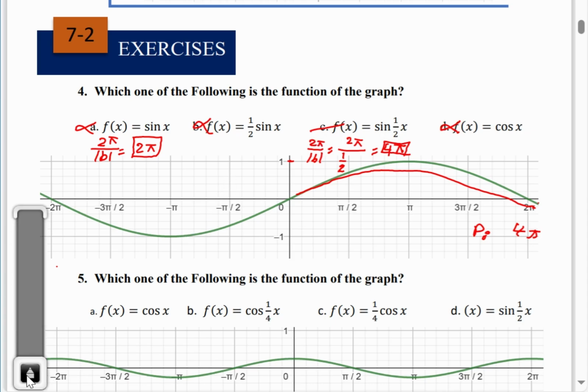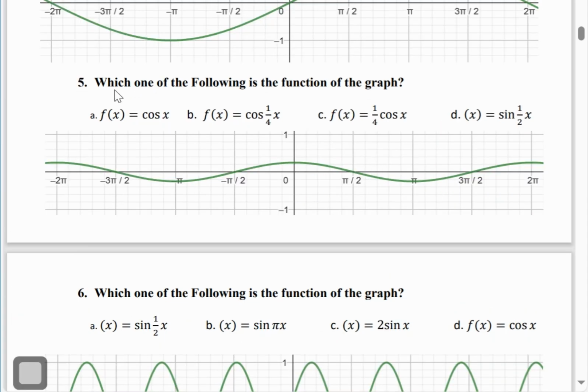Let's move on to the next exercise. Here, exercise number 5. Which one of the following is the function of the graph? First, we have to look at the amplitude. Our amplitude here, we have 0.5 here, and that one is 0.25. Our amplitude is 0.25. So it is the graph of cosine. So branch D, sine, is not true. And in here we have amplitude which is 1, so it is not true. This amplitude is also 1, so it is not true again. And here this amplitude is 1 over 4. 1 over 4 equals 0.25. So branch C is true.